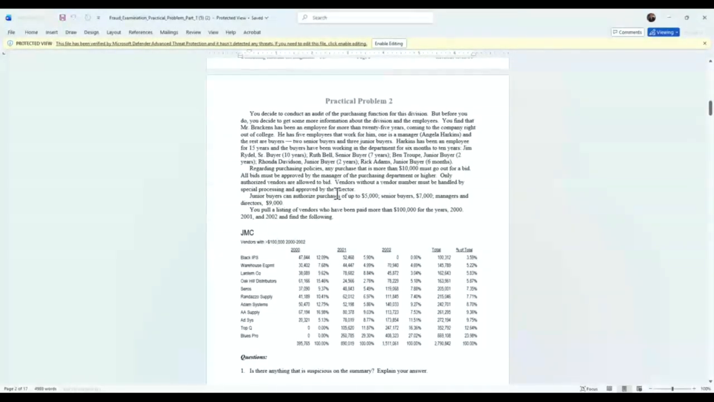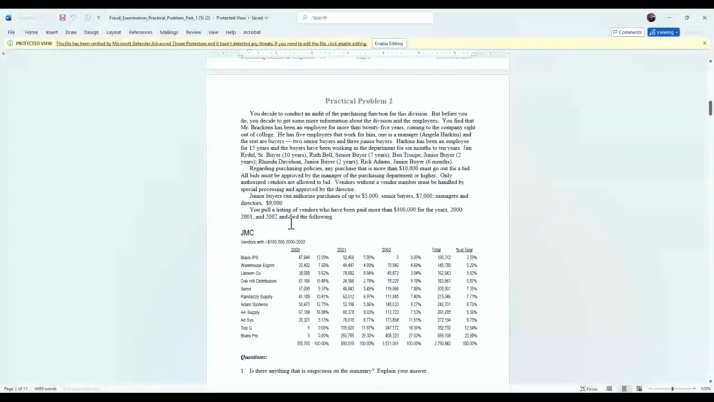Okay. And then only authorized vendors are allowed to bid. Vendors without a vendor number must be handled by special processing approved by the director, Brackens. And then junior buyers can go up to 5,000, senior buyers 7,000, managers and directors 9,000. That actually should be 10,000, right?